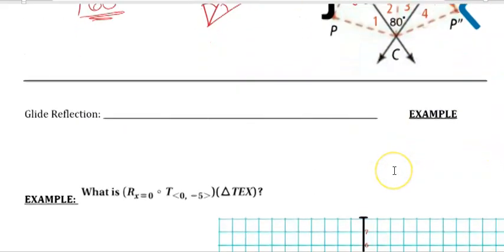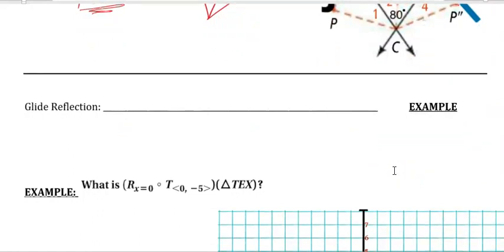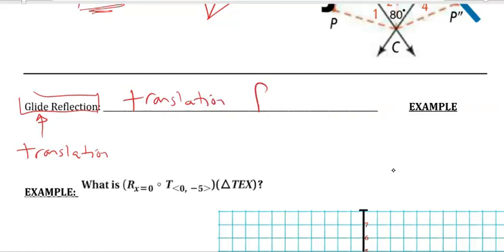All right. The next one is a glide reflection. If you had to guess, a glide reflection would be what followed by what? Translation. Great. So a translation is the thing that is closest to a glide. So a glide reflection, they call it a single transformation basically, but it's the composition of a translation followed by a reflection.